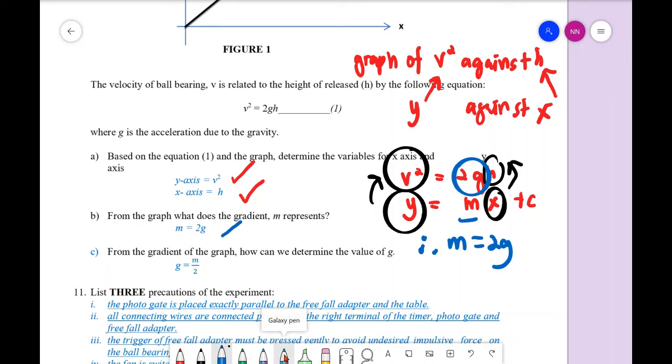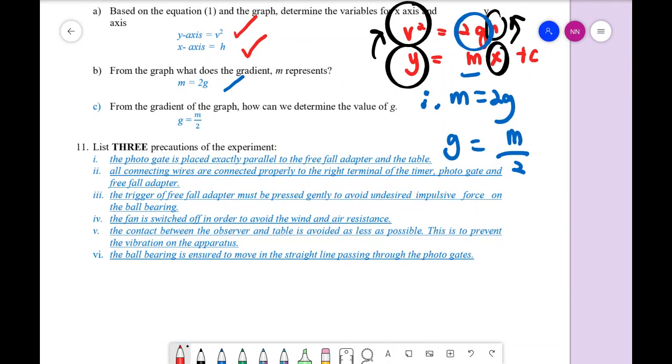And then see from the gradient of the graph, how can we determine the value of g? So let g be the subject. So g equals m over 2. Okay, gradient over 2, where the gradient you can get from y2 minus y1 over x2 minus x1.